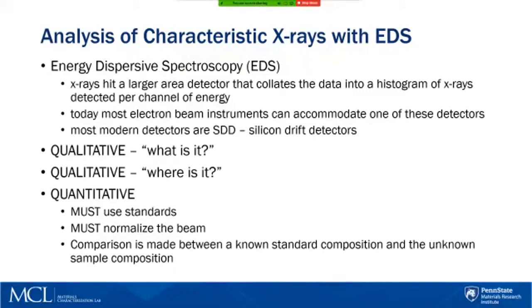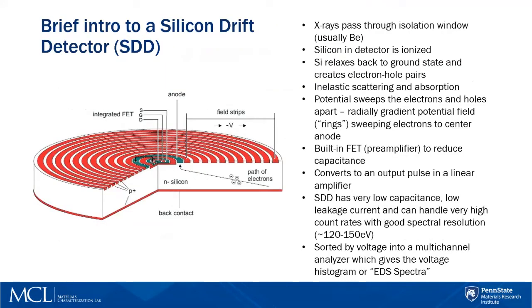What EDS is primarily used for is, what is it? So what is your sample made of? It's also used qualitatively for where is it? So if you're looking for a specific phase, it can help you detect where that phase is. If you wanted to do quantitative analysis, you want to know specific stoichiometry, specific weight percent or atomic percent of what's in your sample, you have to use standards, you have to normalize the beam. That's when you compare a known standard composition versus your unknown sample in order to determine the correct breakdown.